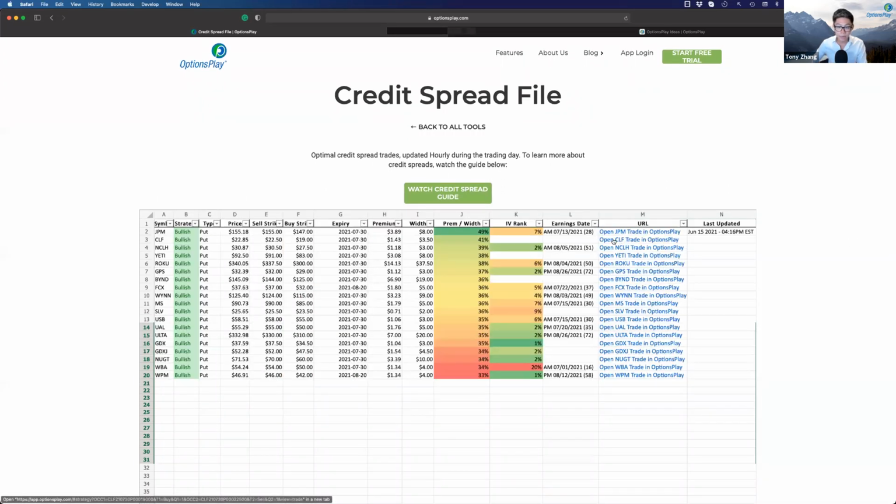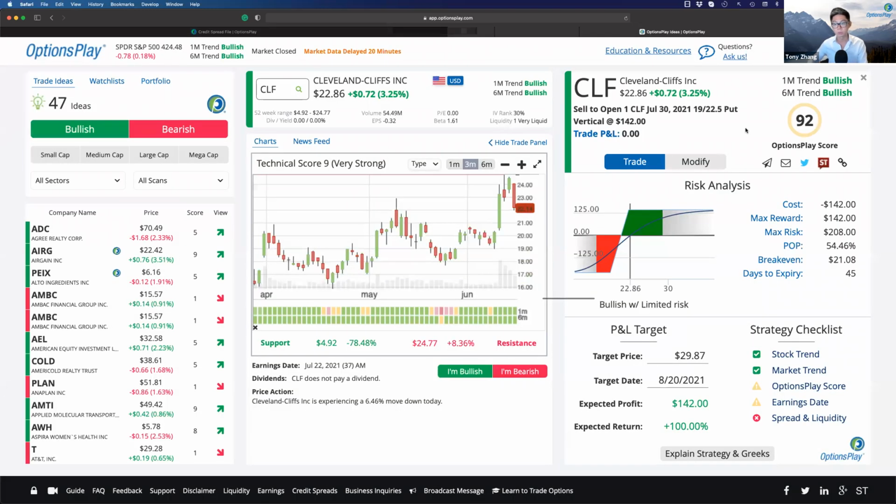And you can click on any trade on this list, and it will bring it up within OptionsPlay so that you can view it with the analytics. What is your max risk? What is your max reward? And what is your break-even price? So that you can see, and you can type in your outlook, right?